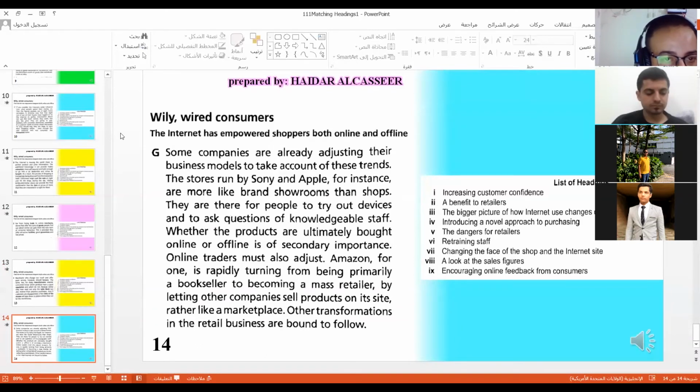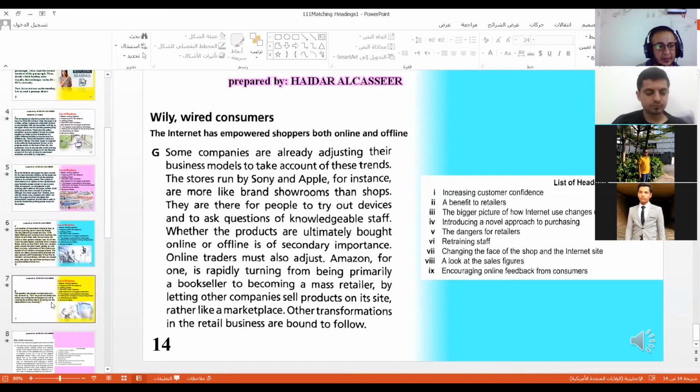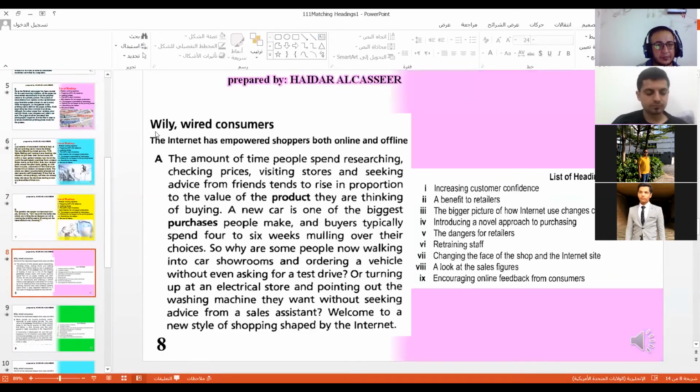Now let's see paragraph G. Paragraph G needs an explanation. Okay. Before we start with paragraph G, I will go back to paragraphs A, B, and C. Now, paragraph A says, the amount of time people spend researching, checking the prices, visiting stores, and seeking advice. Researching, checking the prices, visiting stores, and seeking advice.